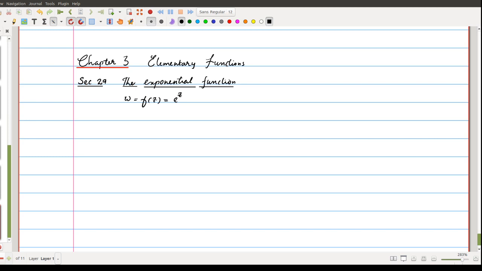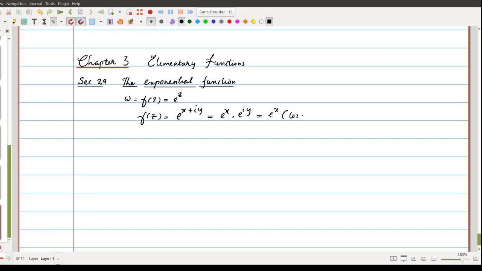And first of all, we discuss exponential function, that is w is equal to f of z, that is equal to e power z. And we can easily find that the components of this f of z is obtained by replacing z is equal to x plus iy. So this can be written as e to the power x times e to the power iy. This is a real exponential function, and this is also the Euler formula, e raised to iy is equal to cos y plus i sin y.